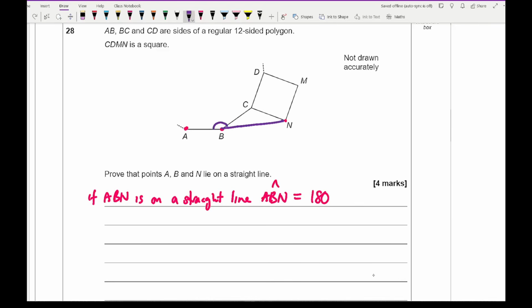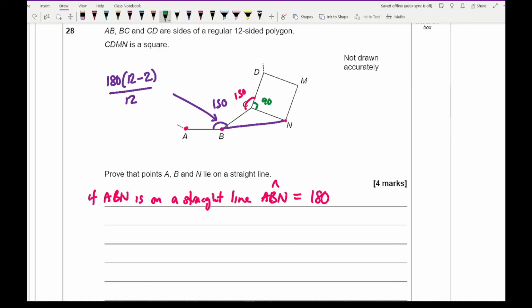So to work out this angle here, well, we know that that's going to be an interior angle of a 12-sided shape. So to work out the size of that angle, we do 180, the number of sides take away 2, divided by the total number of sides. So that's going to be 180 times 10 divided by 12, and that equals 150. Now, from then, what I can do is work out what this angle here is going to be. That's 150. As this is a square, that's going to be 90 degrees.